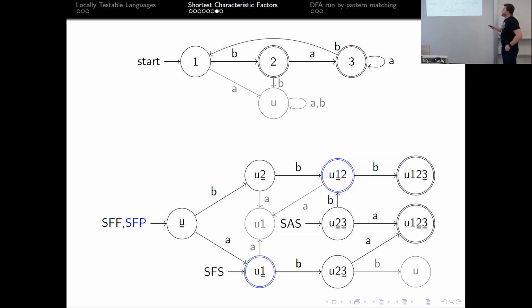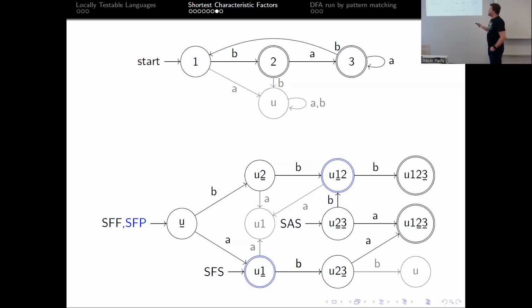two nodes here. From some state, we're going to go against the direction of the edges in the automaton. So for example, from this U, when I want to make a transition on B, I will take every transition against the direction of the edges on B. So from U, I can get to state two, or I can make a loop here. So I will get into some state that contains the state U and state two.